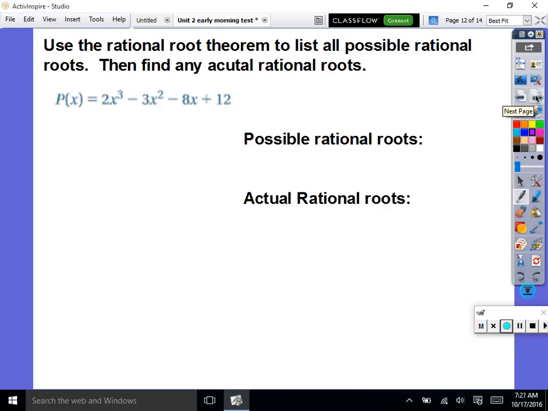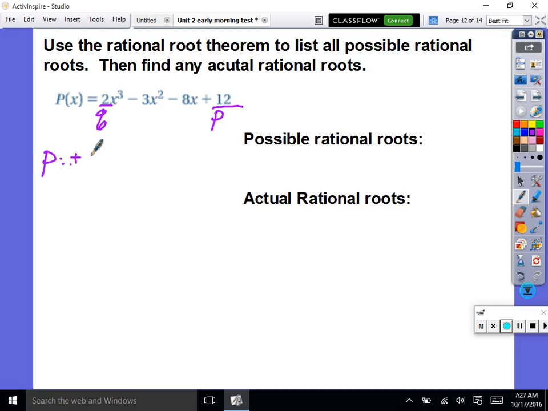Use the rational root theorem to list out all possible rational roots, then find any actual rational roots. So this is P over Q, right? Yeah. So this is the same thing. You would do P over Q. Do I need to go through it? I don't know if we're going to have time. This is Q. Maybe we should talk about this one.